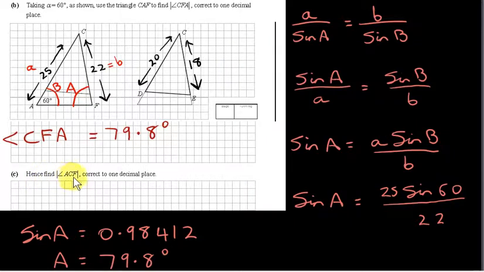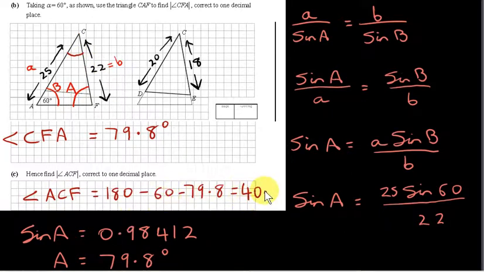Hence find angle ACF correct to 1 decimal place. Well, ACF is this angle up here. One arm is AC, the other arm is CF. The letter C in the middle here is at the vertex or corner of the angle. Well, we have two of these angles. The three of them add up to 180 degrees because we have the three angles in a triangle. So it's easy to find angle ACF. Subtracting, we get 40.2.